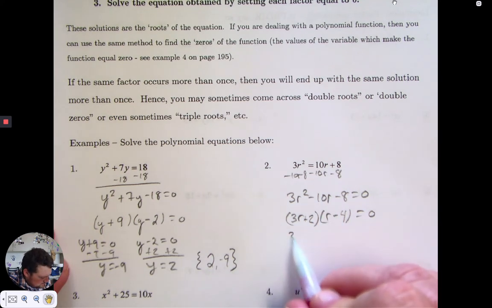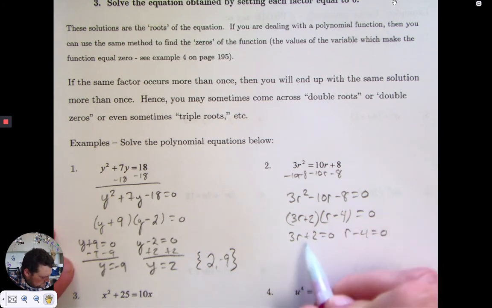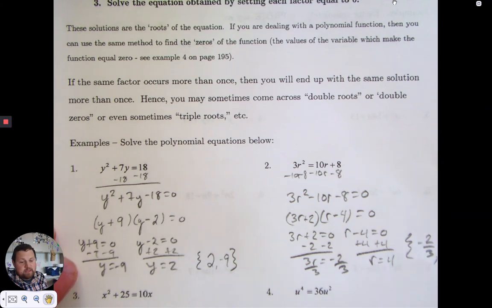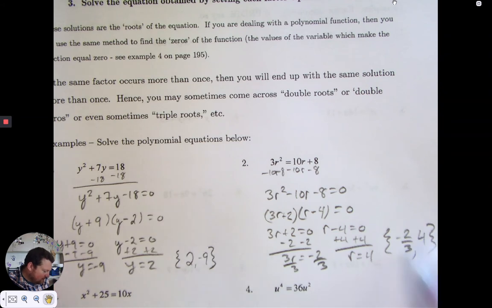So now we just set each part of this equal to 0. Then we solve for r in each one. And so here we get r equals negative 2/3. And here we get r equals 4. So again, in solution notation, that would be negative 2/3 comma 4. Now remember, because you have the brackets instead of the parentheses, that's not a point. Those are just all solutions to your problem.